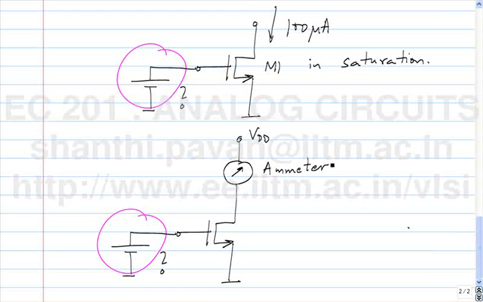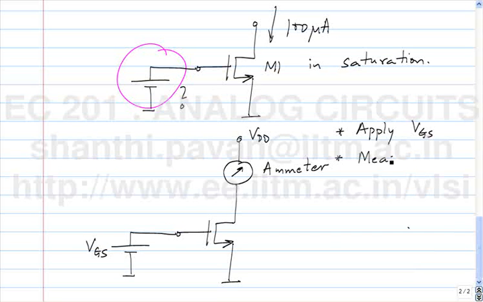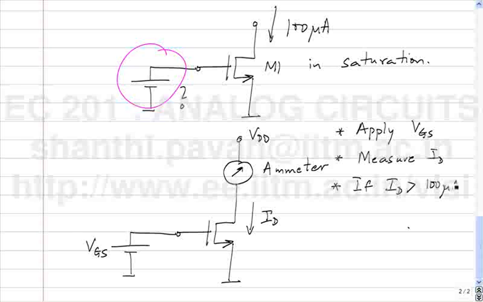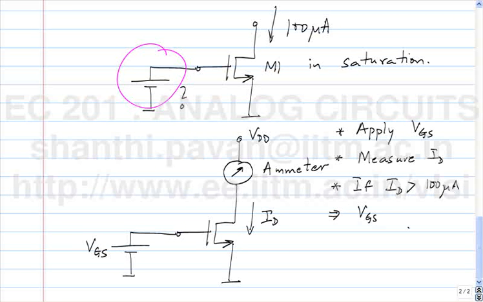So what is my approach? Apply VGS, measure ID. If ID is greater than 100 microampere, what does it mean? Does this mean that you applied too much voltage or too little voltage? It basically means that VGS is greater than VGS1, which means that you must reduce VGS.